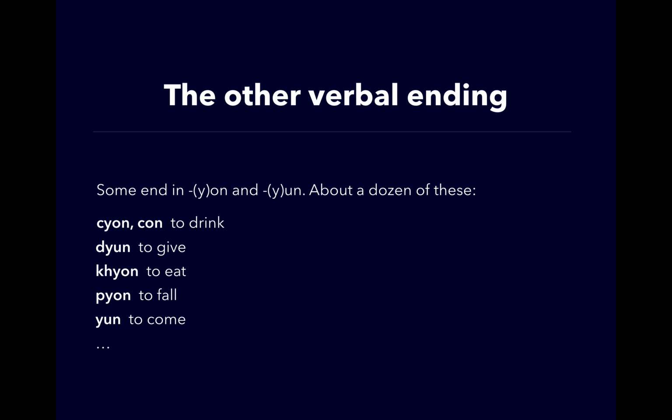However, there is another verbal ending. It's kind of like -yon or -yun, and these are used in some very common verbs, of which there are about 10 to 20. These ones over here are pronounced jon, dun, kyon, byon, yun. By looking at the definitions, you could tell these are very common verbs. These are verbs that you'll need to use almost every day.